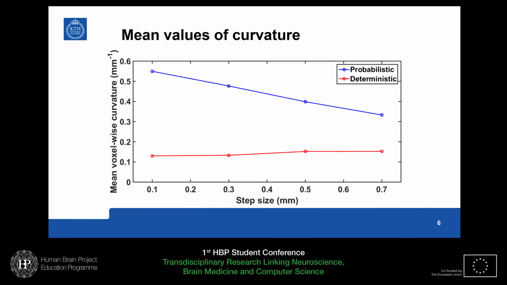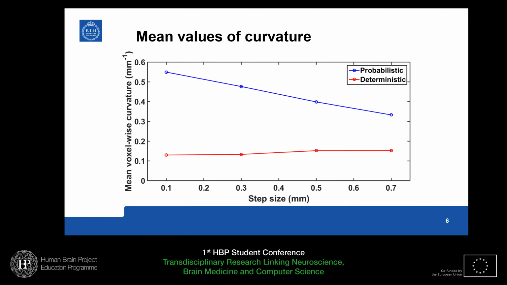And here, I represented basically the mean values of the curvatures of the distributions that you saw previously. So also we can see opposite trends. If we increase the step size, we see that in the deterministic case, we have a slight increase in the average curvature of the tract, while in the probabilistic case, there is a decrease, almost a linear decrease, together with an increase in step size. So this could suggest that maybe if we study curvature at smaller scales, we have very irregular tracking with probabilistic tractography, and smoother tracking with the deterministic one.